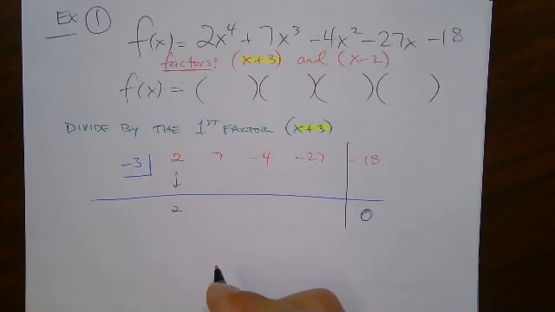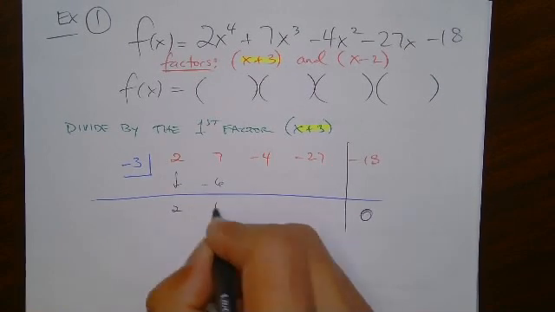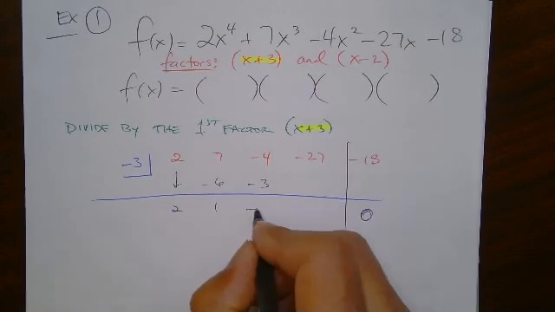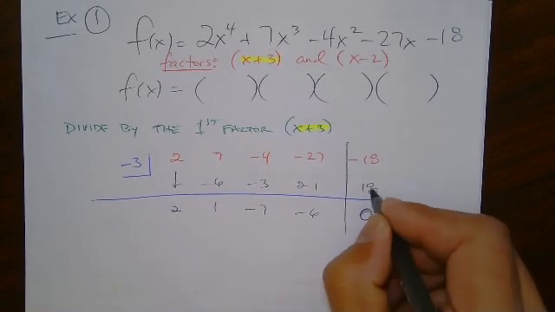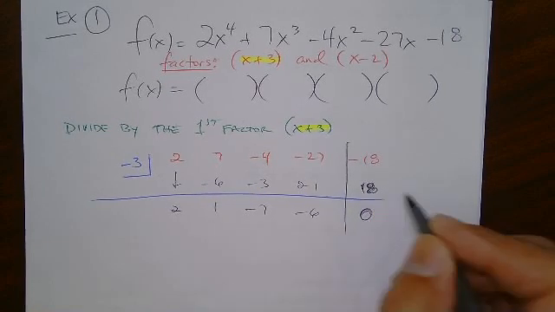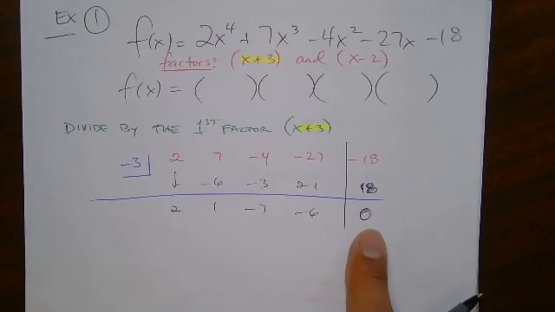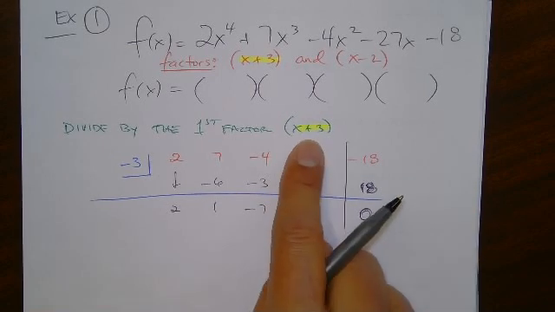So when I divide by the first factor, I'm going to get 2 and negative 6 and positive 1 and negative 3 and negative 7 and positive 21 and negative 6 and positive 18. Good. I know it's good because the remainder is 0. Isn't that a checkpoint right there? That it's a factor, the remainder should be 0?